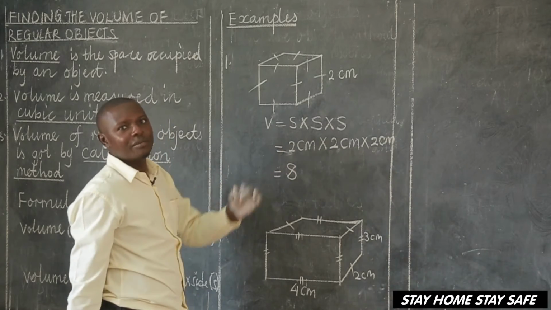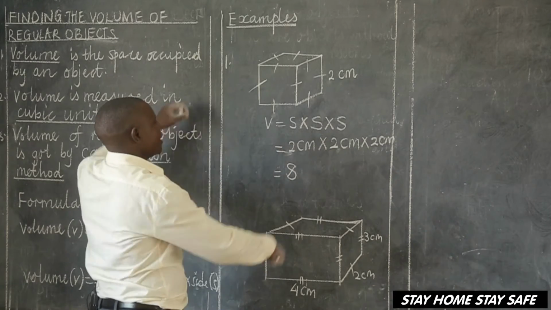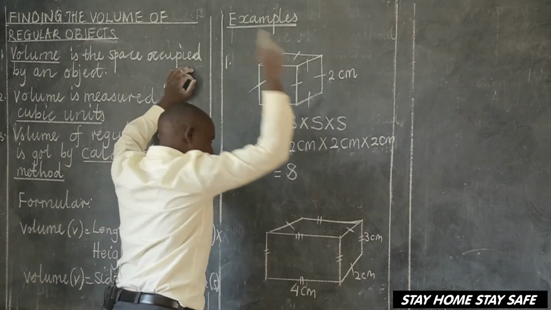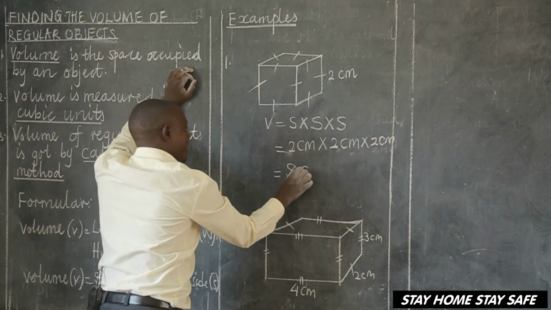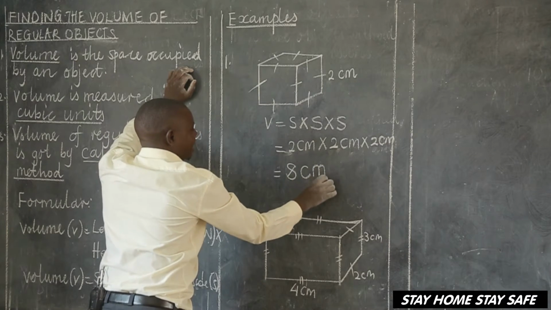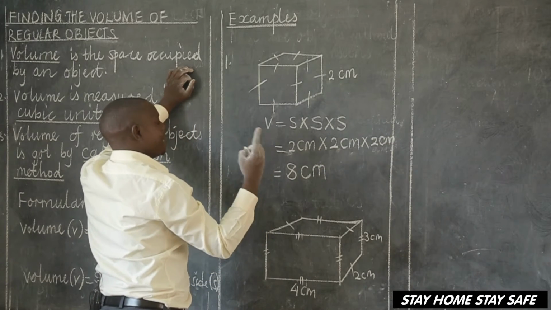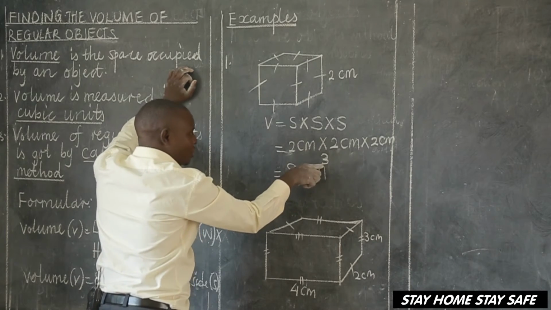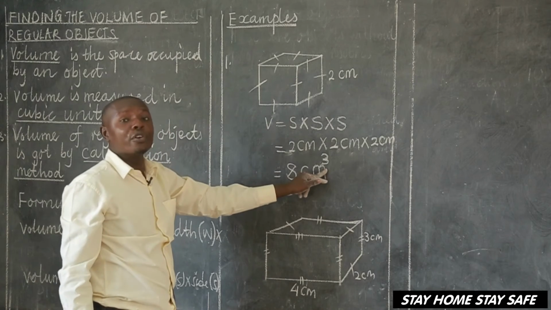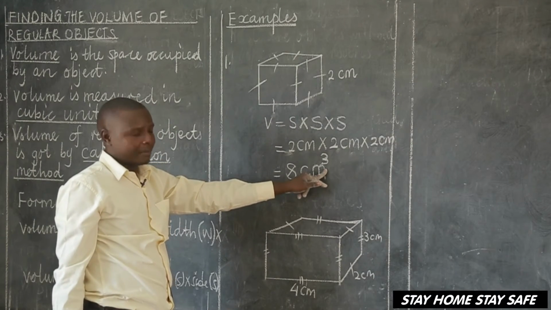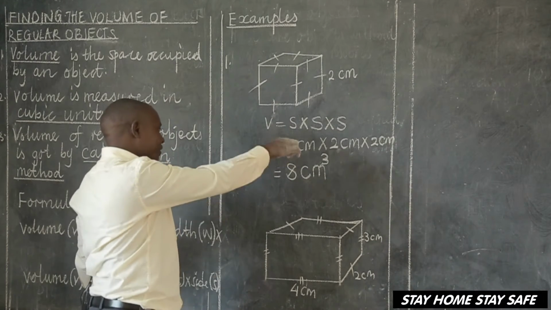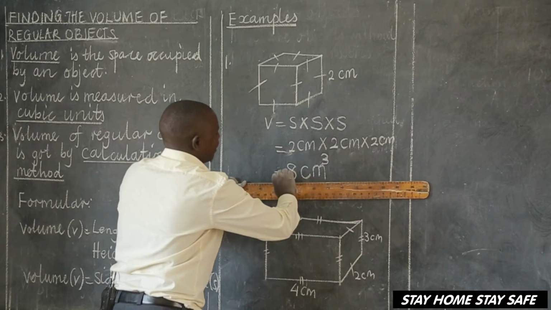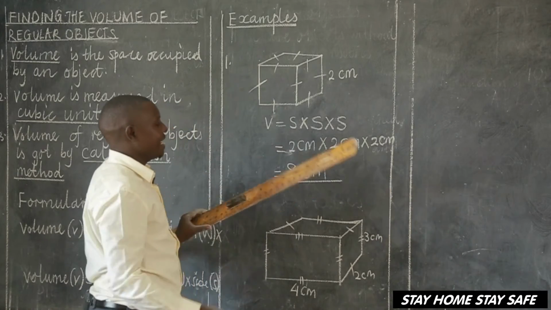But how many units of centimeters are there? There are 3. When you multiply centimeter times centimeter times centimeter, we shall call it cubic centimeters. We put our 3 here. This 3 on top is a symbol for cubic. Cubic centimeters. After finishing and getting the answer, don't leave it hanging. Show that you have ended there, and that's the answer.